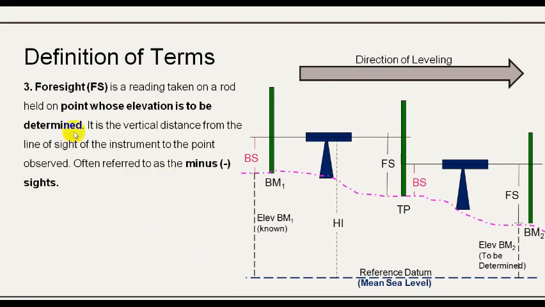The next is the foresight. It's a rod reading taken on a rod or point whose elevation is to be determined. So, the foresight is along your direction of leveling. Your foresight reading is from the ground to your line of sight along the direction of leveling. And it is often referred to as minus sight.